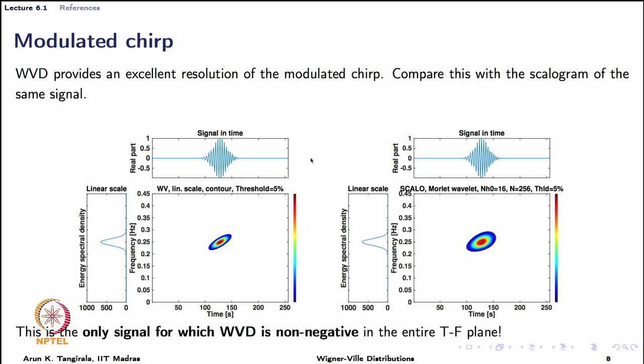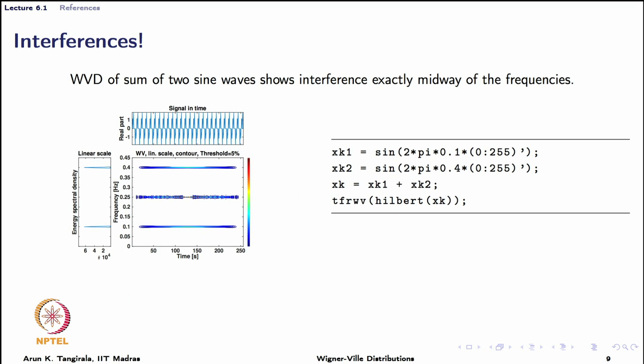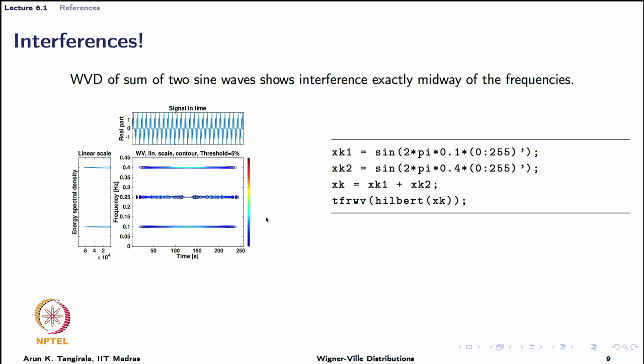Now, the second speciality of this modulated chirp in the context of Wigner-Ville is that this is the only signal for which Wigner-Ville is non-negative in the entire time frequency plane. Great. So, we have a lot of things to boast about Wigner-Ville, but now you have this beast called interference. So, the Wigner-Ville of the sum of two sine waves shows interference exactly midway of the frequencies. Now, that is both good and bad, and I will tell you what is the bad news first. The bad news is of course the interference.